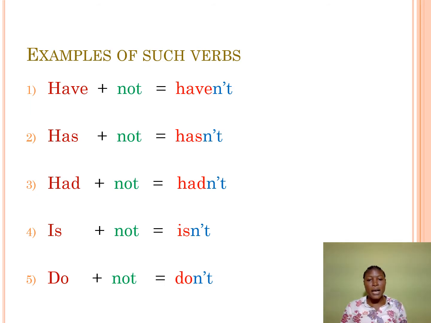1. Have plus not gives you haven't. 2. Has plus not equals hasn't. 3. Had plus not equals hadn't. 4. Is plus not equals isn't. 5. Do plus not equals don't.